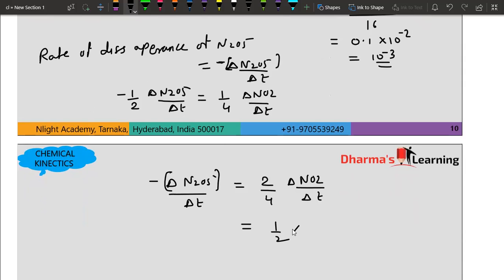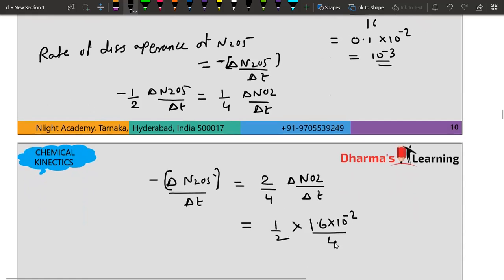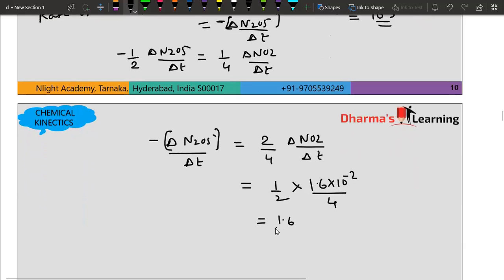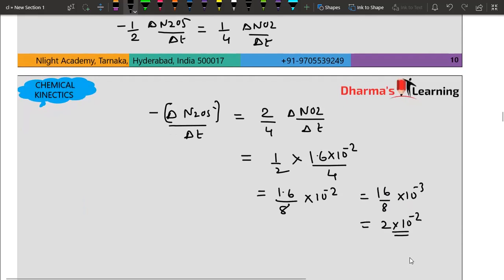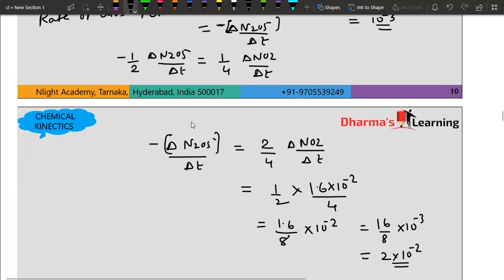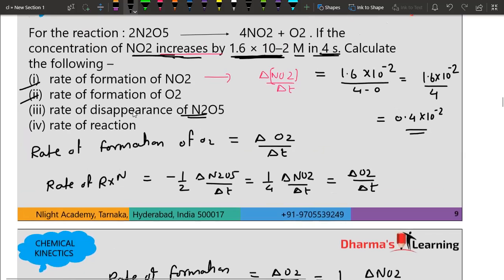So we'll get 1 by 2 into this, and we already know 1.6 into 10 to the power of minus 2 in 4 seconds. So we get 1.6 divided by 8 into 10 to the power of minus 2, or we can write 16 divided by 8 into 10 to the power of minus 3, that is 2 into 10 to the power of minus 3. As we know it is a rate, the unit will be mole per liter per second, right? So this is the rate of disappearance of N2O5. We got our third answer also.